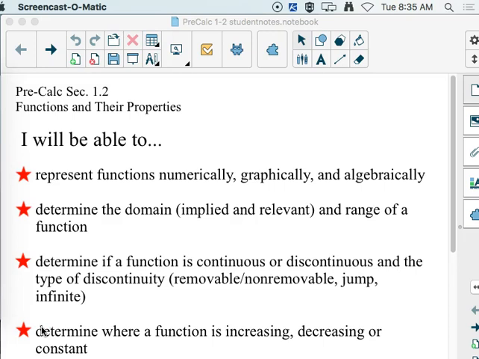Determine if a function is continuous or discontinuous, and the type of discontinuity. Is it removable? Is it non-removable? Is it a jump? Is it infinite? Is it a hole? All of those good things that we talked about in Algebra 2.